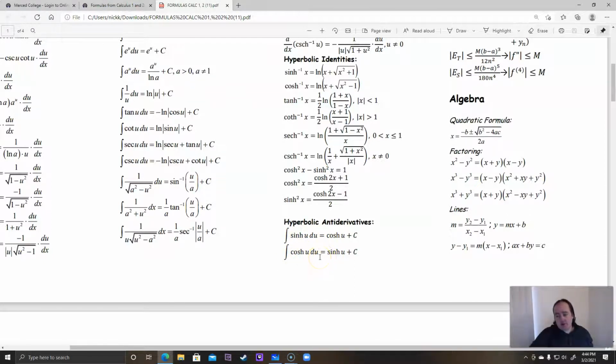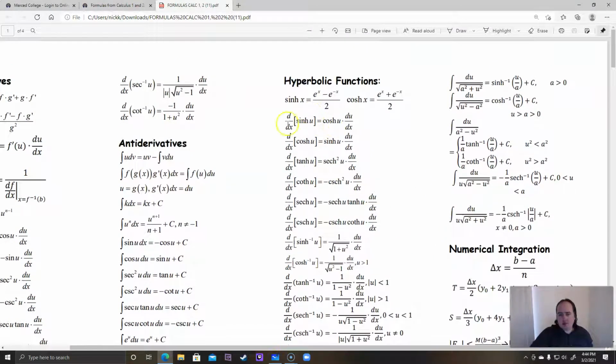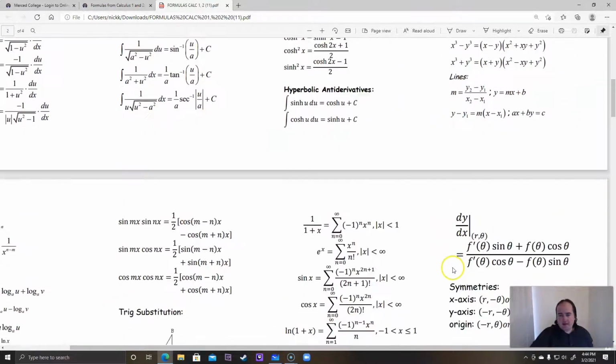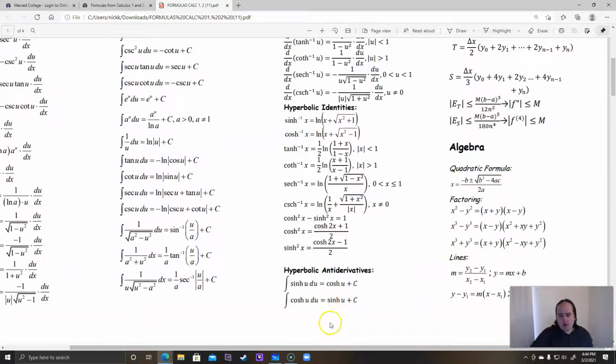But remember that integrals and derivatives are inverse operations. So it makes sense that since the derivative of cosh of u is equal to sinh of u, the integral of sinh of u has to be cosh of u, because it's just the same thing in reverse. So these first two formulas are the easiest formulas. The integral of sinh equals cosh, and the integral of cosh equals sinh. So let's see an example of using these.